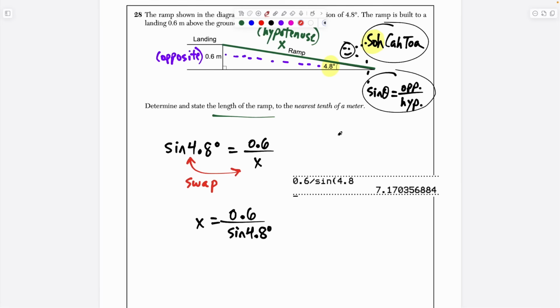So now we can write out our final answer to the nearest tenth of a meter. We have 7.2 meters. But remember, for the geometry regents and the free response, you don't have to write the units next to your numerical values here. We can just say 7.2.